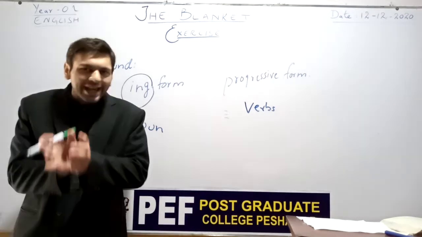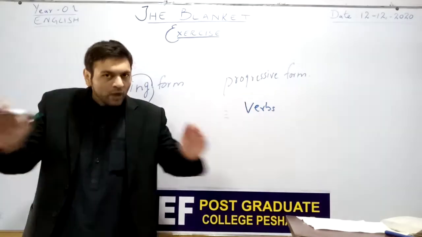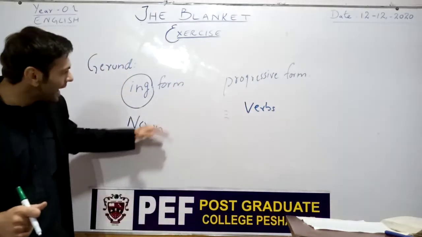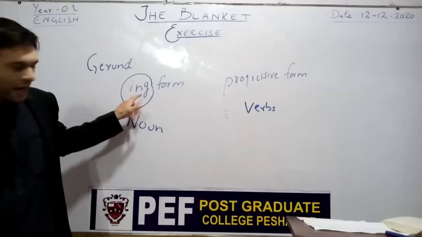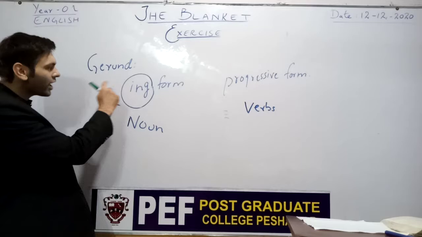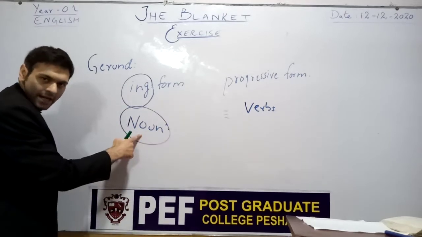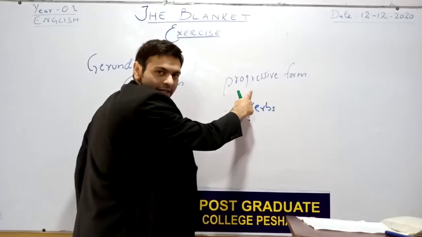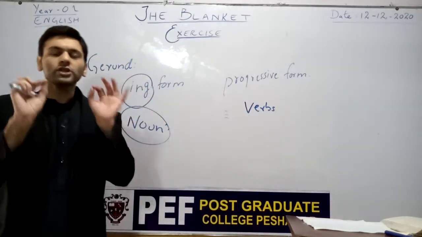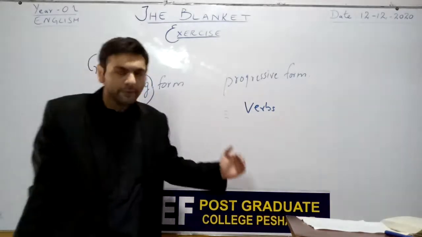The difference is not of a form. The form is the same. Apparently, the structure, the spelling is the same. The ing form is the same, but the function is different. So the function of a gerund is to act like a noun and the progressive form as verbs. This is the most important aspect regarding a gerund and a verb.